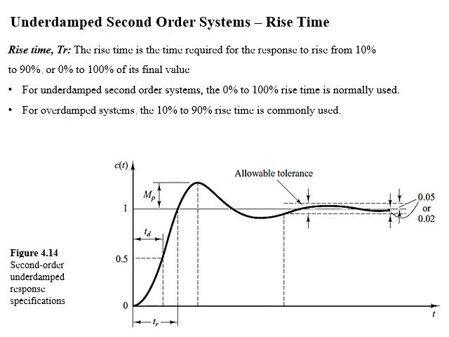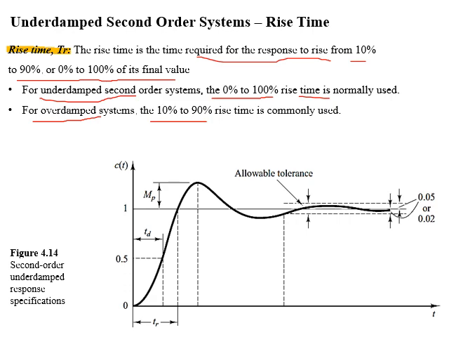Dear students, now we will study rise time. Rise time is the time required for the response of the system to rise from 10% to 90%, or 0 to 100%, of the final value. For an underdamped system, rise time is the time required by the response to rise from 0 to 100% of the final value, whereas for an overdamped system it is 10% to 90%.